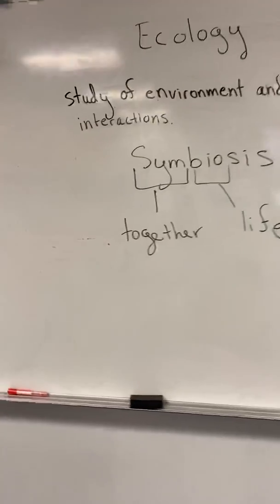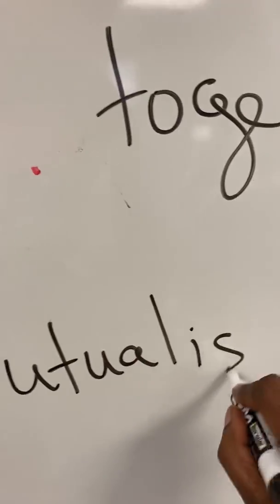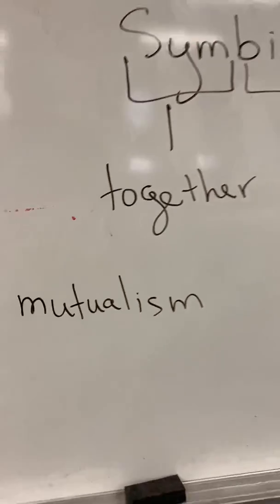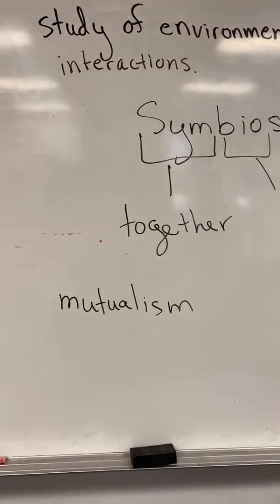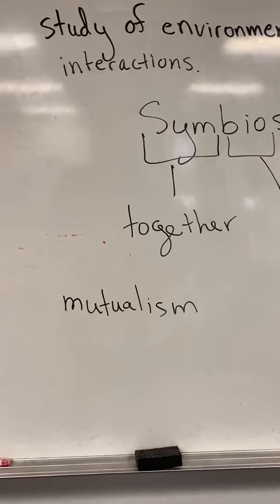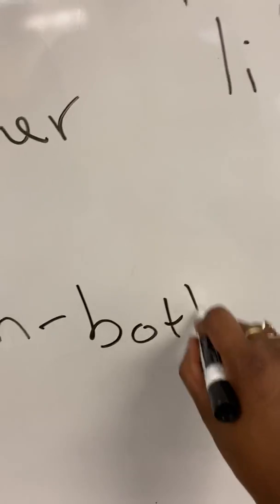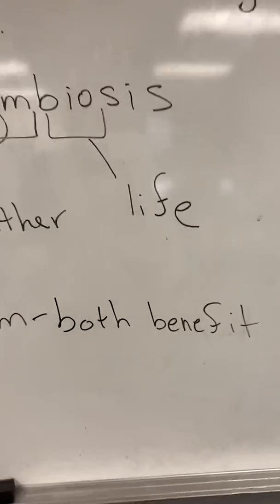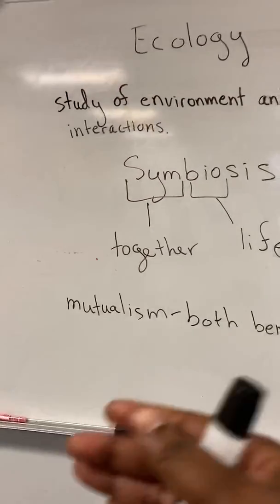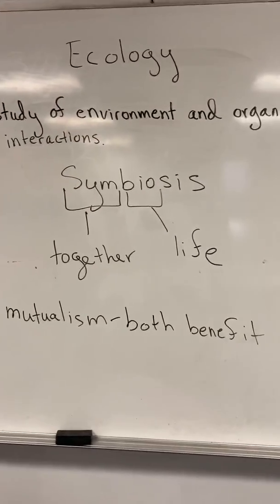So the first one I'm going to talk about is mutualism. Mutualism. And mutualism is a close relationship between two organisms, right, where both of them benefit from the relationship. So I'm going to say mutualism, and then I'm going to say that both benefit. Okay? Mutual, like a mutual friendship, right? So these organisms live close together and they both benefit.